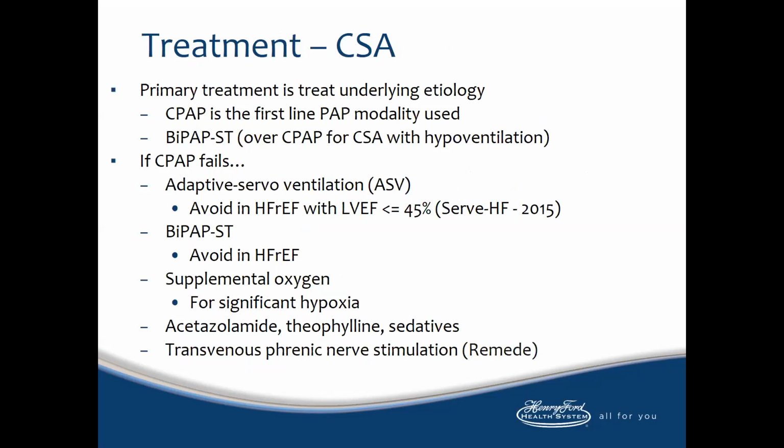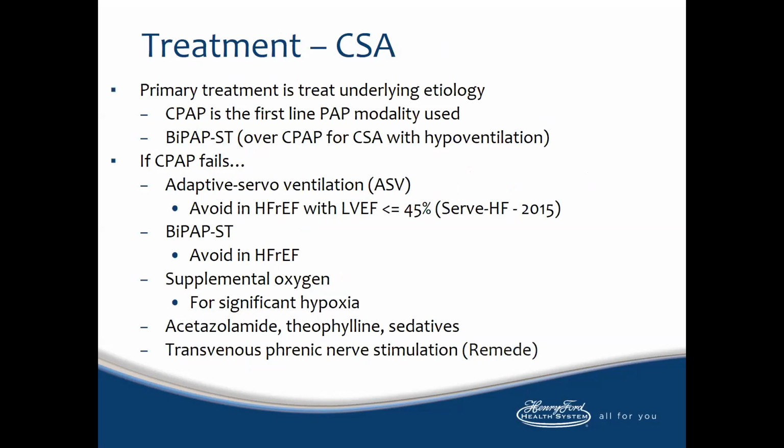So, treatment of central sleep apnea. Your first goal is always to treat the primary underlying etiology. So managing their heart failure, managing any other neuromuscular disease, multimodal with neurology. And CPAP is still actually the first line. It's not jumping right to BiPAP. So you do want to try continuous positive airway pressure first.